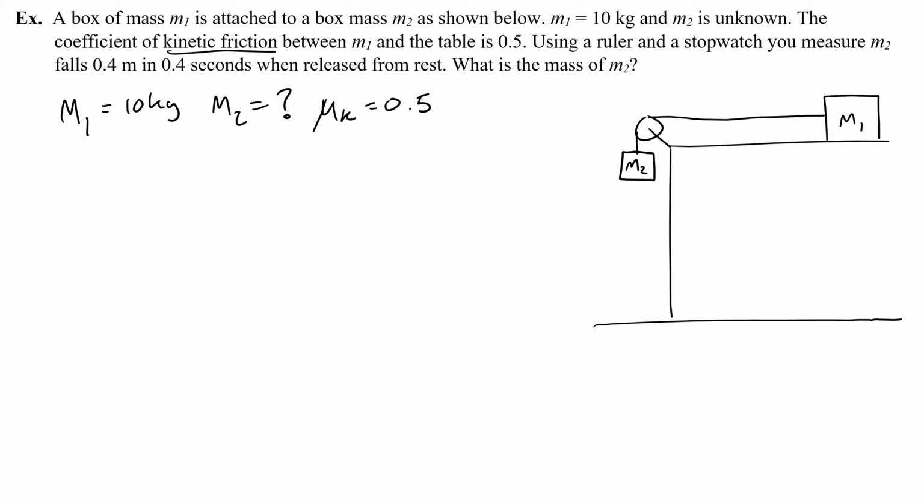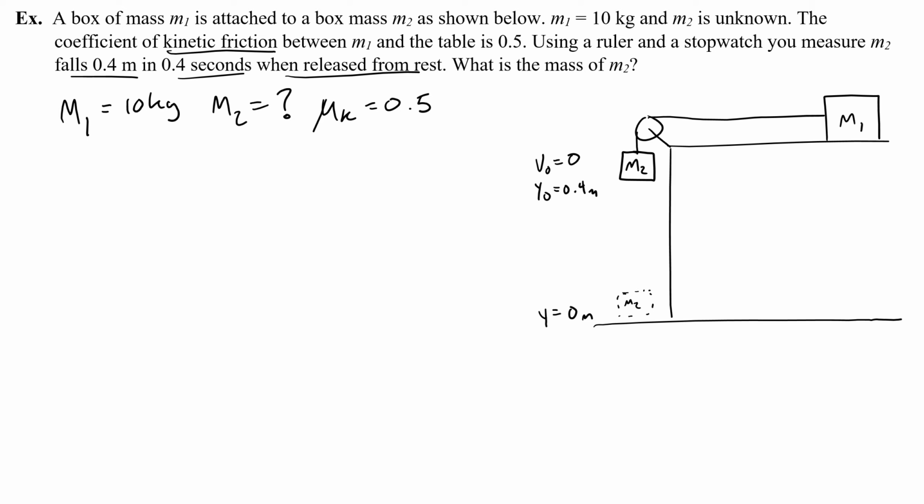Using a ruler and a stopwatch, you measure M2 falls 0.4 meters in 0.4 seconds. Ooh, okay. When released from rest. This has got motion information. Ooh, okay. So the initial velocity, v naught, is 0. The initial height, we'll say, is 0.4. And then the final height that it reaches, we'll call that 0, right? It'll be down here. That way it falls that 0.4.